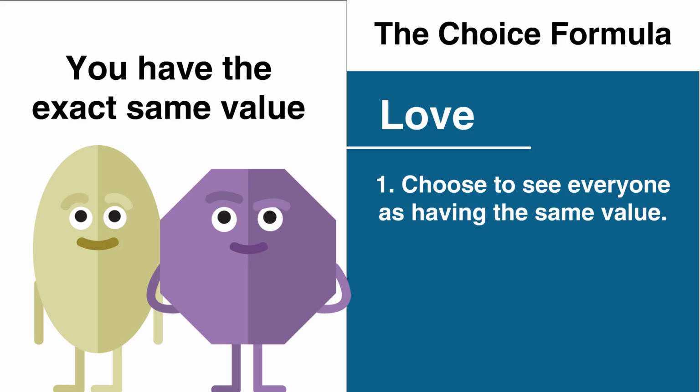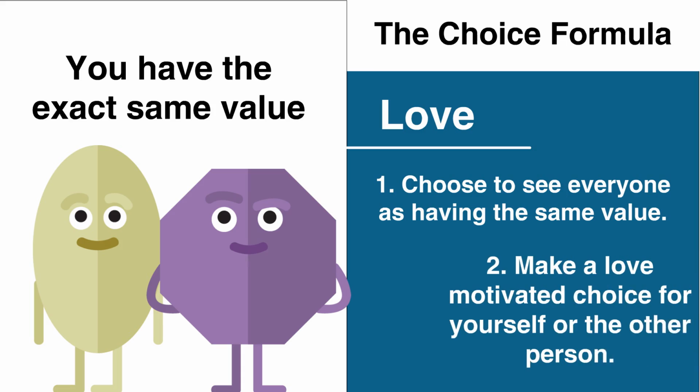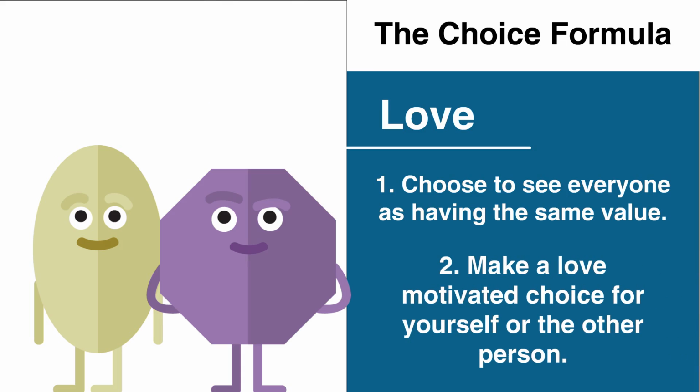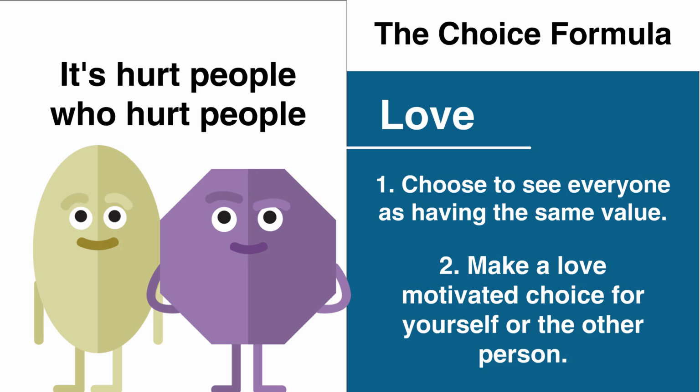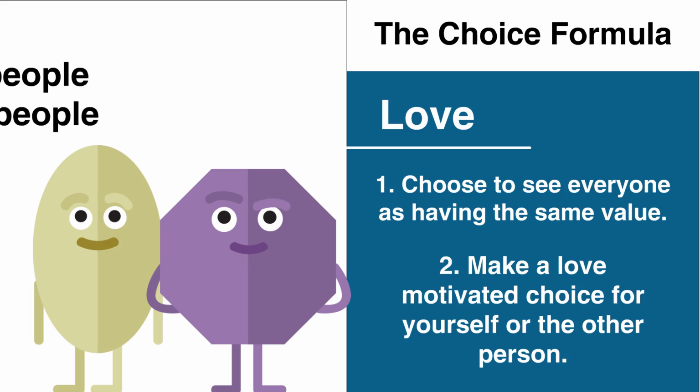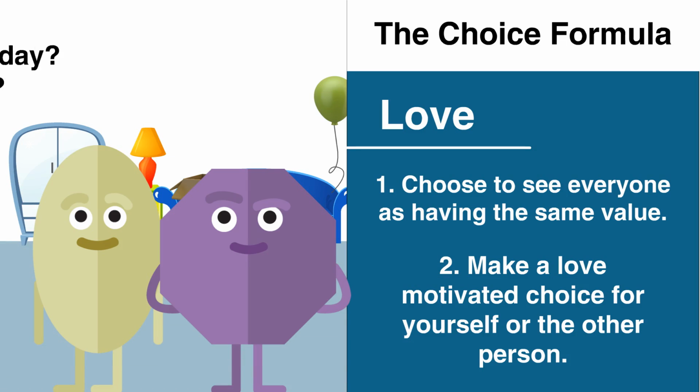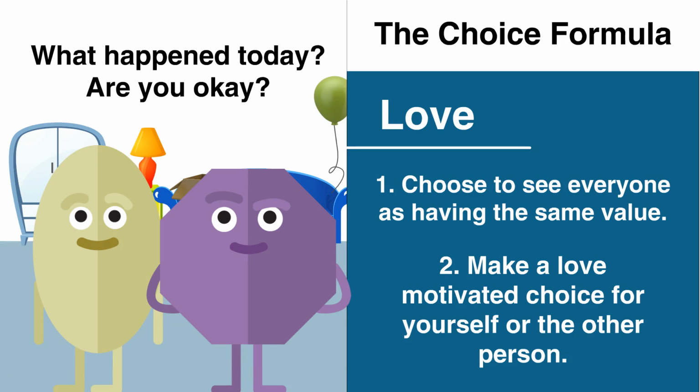Then the final step is to make a love-motivated choice. Maybe instead of focusing on how that remark hurt you, you could remember that it's hurt people who actually hurt people, and that all bad behaviour is really about that other person's fear, more than it's about you. Instead of hurling your insult back, maybe you just ignore that insult and say, hey, did something rough happen today at work? Are you okay? This would mean taking the high road, giving this person a little benefit of the doubt and showing up for them, not just for yourself.